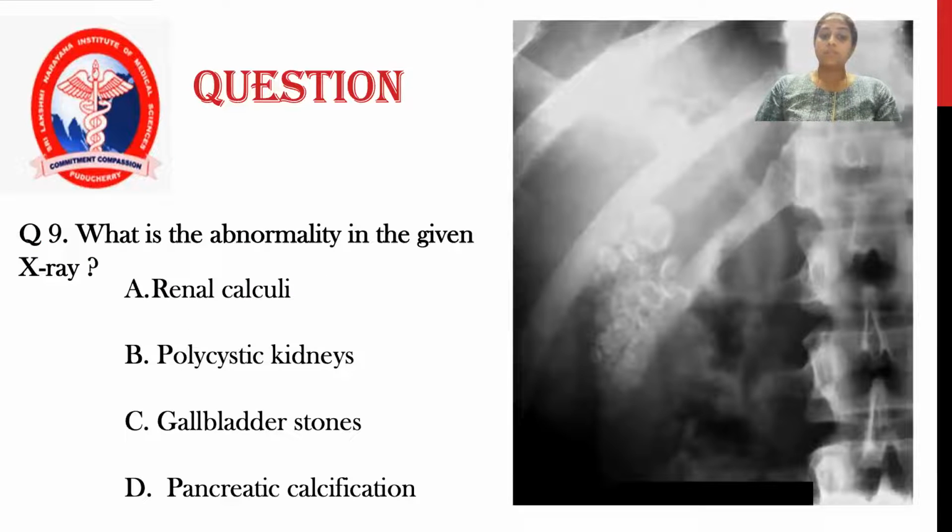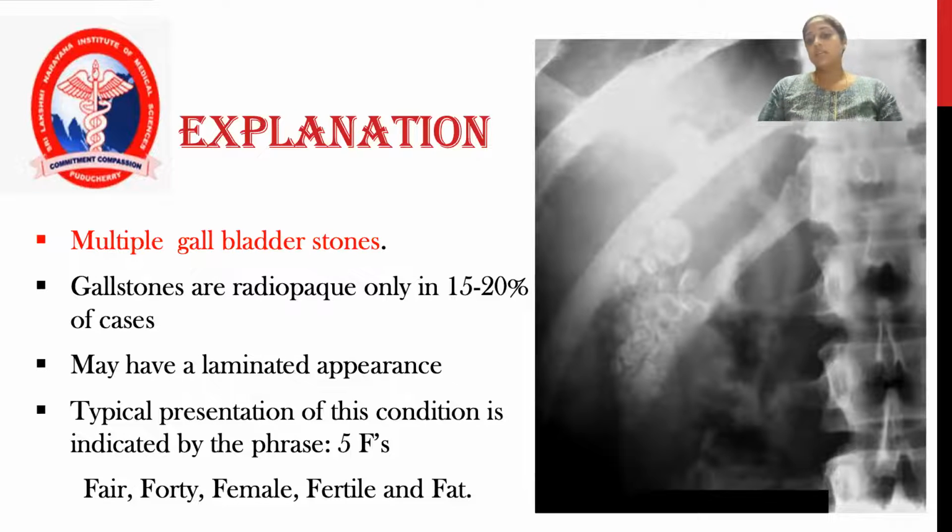Here, what is this abnormality given? Can it be renal calculi, polycystic kidneys, gallstones, or pancreatic calcification? As we know, the liver lies here. This is the area where the gallbladder is usually seen. This is a case where it is fully packed with gallstones. Gallstones are opaque in 10 to 20% of the cases. They usually have a laminated appearance. And for this condition, we usually have the 5 Fs: fair, forty, female, fertile, and fat.